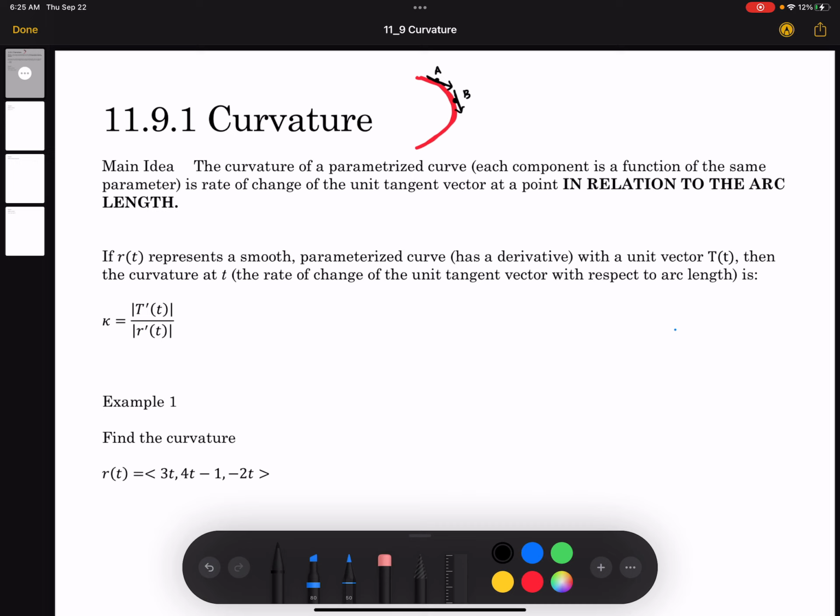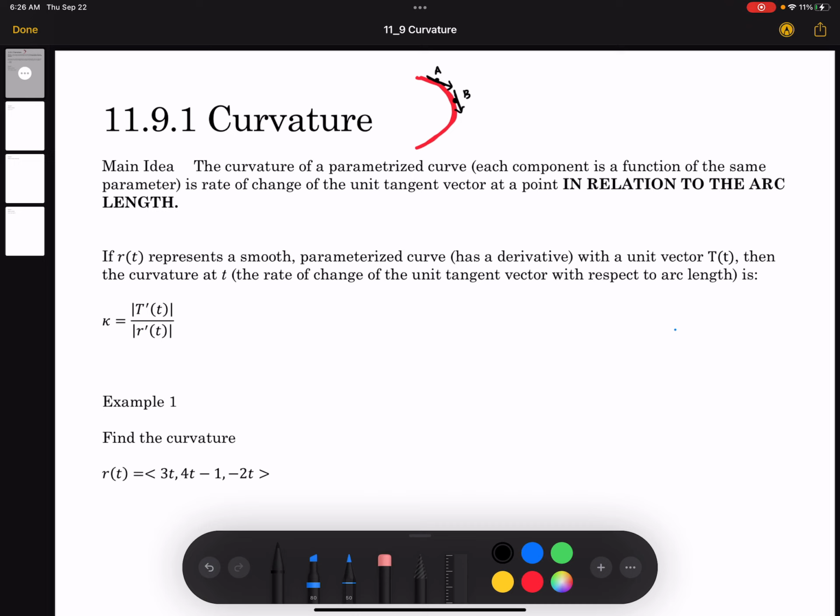Curvature is the rate of change of the tangent vector at a particular point for our parameter. In this case, our parameter is t. The curvature as we get closer to this bend is going to be larger than when we're on the flatter part of the curve. An important distinction is that since both x and y are parameterized in terms of t, the curvature is the rate of change of the unit tangent vector in relation to the arc length, because we're slowly moving along the arc.